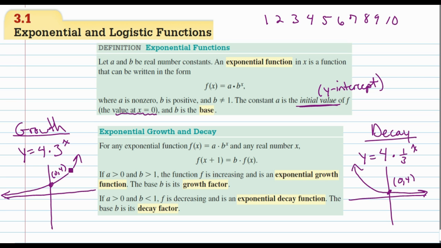If you notice, these look like a horizontal flip over the y-axis. Well, if you remember from your exponential properties, this decay formula can also be written as y equals 4 times 3 to the negative x power, which would be a horizontal flip over the y-axis. Exactly the change between this growth and decay problem. So let's look at an example.